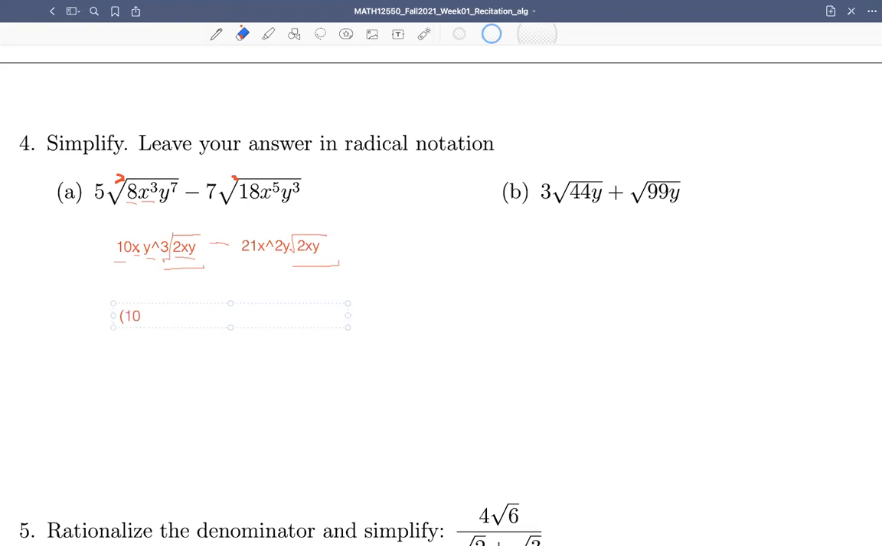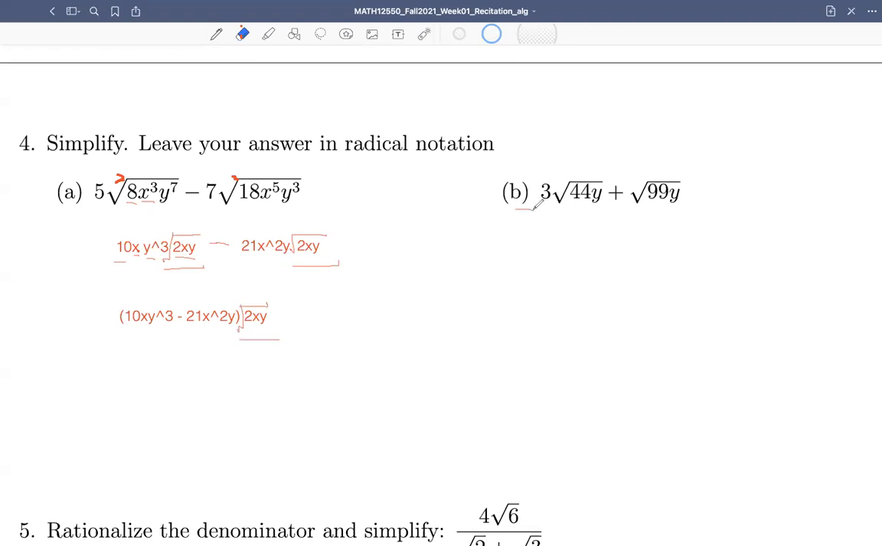We can write as 10xy cubed minus 21x squared y, then square root of 2xy. Let me put square root in. And that's it. So this should be the answer for 8. All right, the radical is just square root of 2xy.